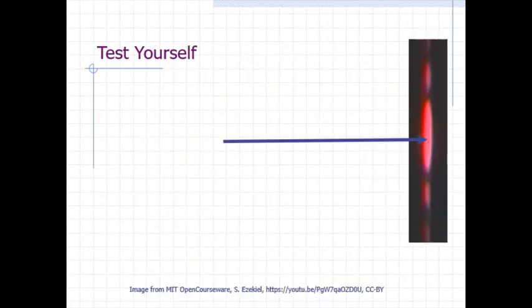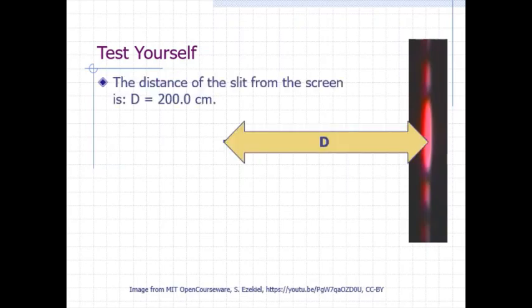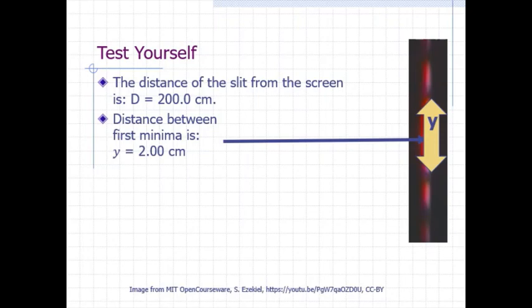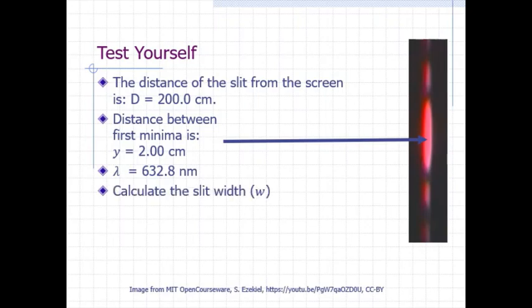Consider the single slit diffraction pictured here. Suppose the distance of the slit from the screen is 200 centimeters, and the distance between the first minima is 2.00 centimeters. Let's call it y. If the wavelength of the light, lambda, is known to be 632.8 nanometers, calculate the slit width, W.